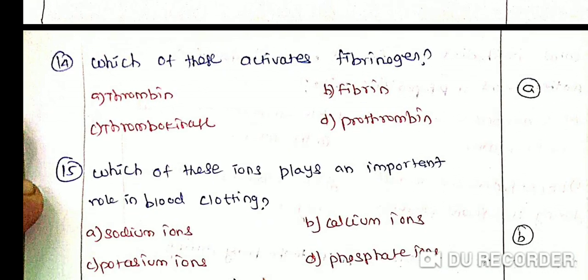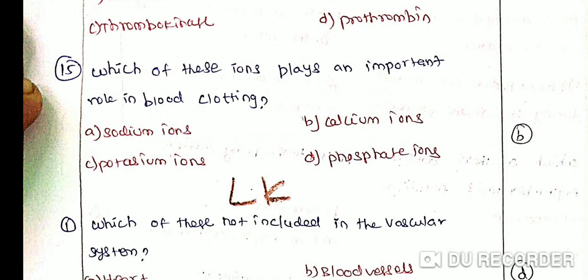Which of these activates fibrinogen? Option A, thrombin. Option B, fibrin. Option C, thrombokinase. Option D, prothrombin. The correct answer is option A, thrombin. The inactive fibrinogen is converted into its active form fibrin with the help of the enzyme thrombin. Thrombin is the active form of prothrombin, which is present in blood plasma.